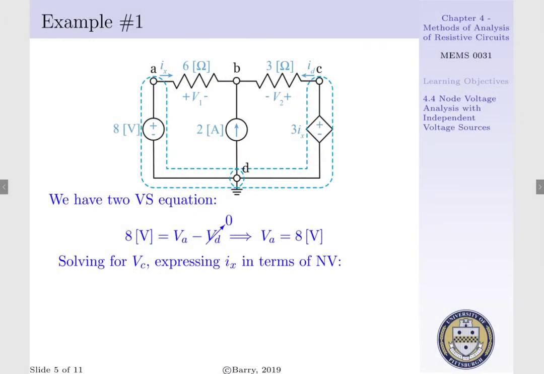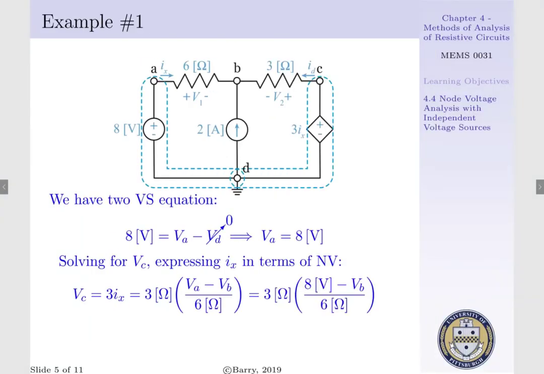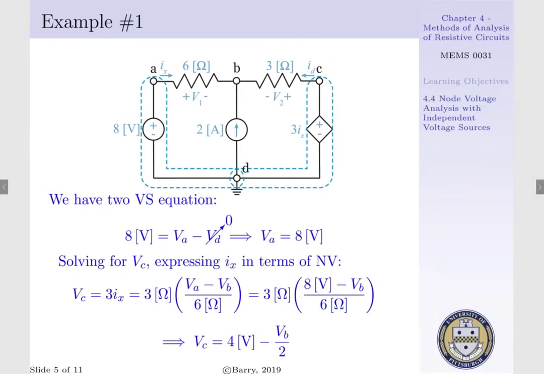Our second voltage source equation comes from our dependent source, such that we can solve VC in terms of Ix. We see on our dependent voltage source that 3Ix would be equal to VC less VD, where VD is equal to 0, such that VC is equal to 3Ix, where 3 is the gain of our current controlled voltage source that has units of ohms, and Ix is expressed as VA minus VB per 6 ohms. Therefore, VC would be equal to 3 ohms times the quantity 8 volts minus VB per 6 ohms. Or VC is equal to 4 volts minus VB per 2.